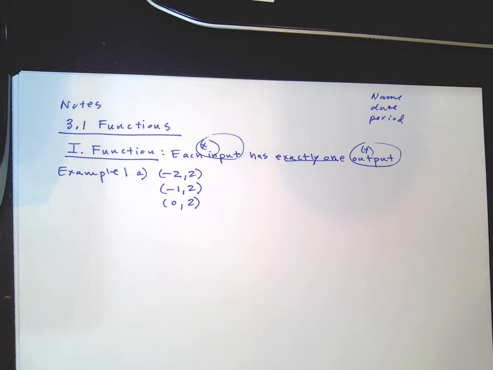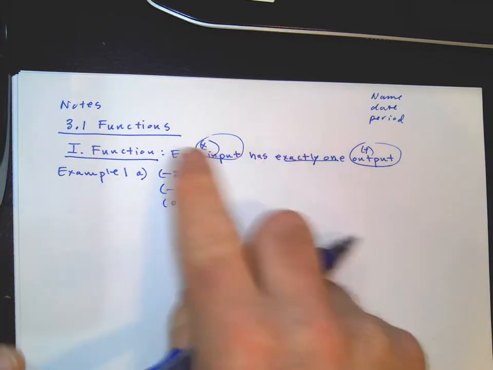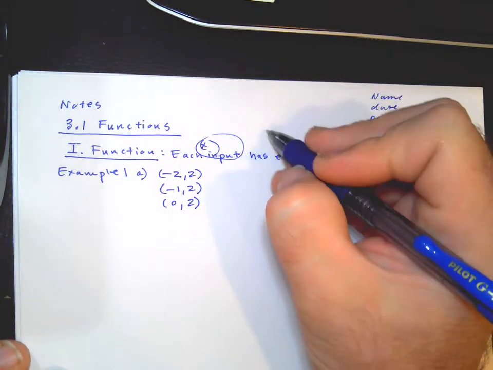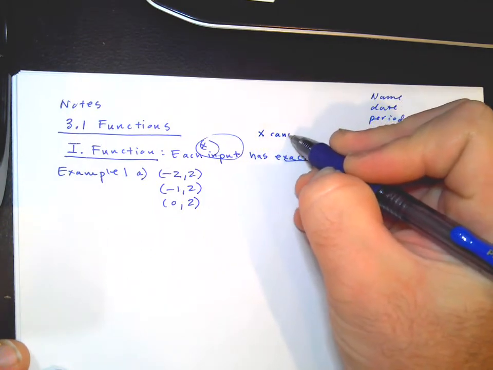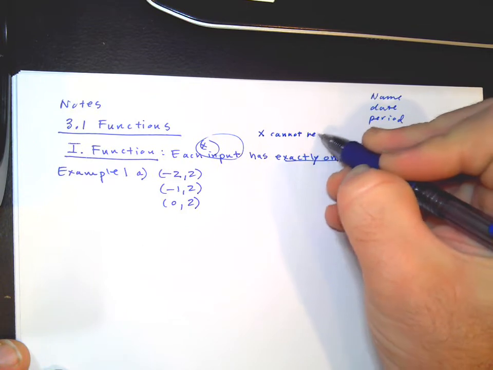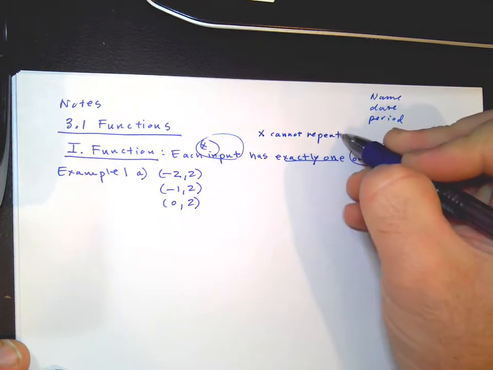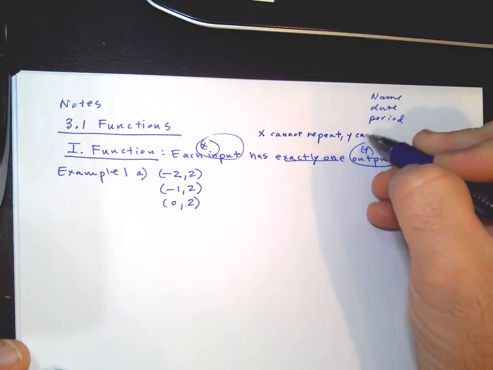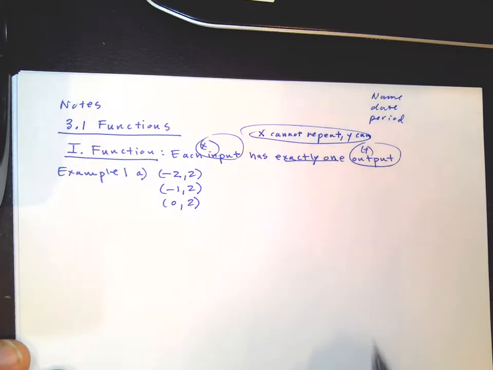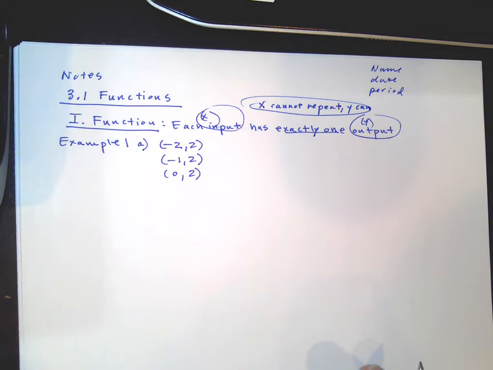Now, one of the things that I would take from this, also another way to interpret this, is that x cannot repeat. I'll show you what I mean. X cannot repeat. Y can. Y is okay. That's another way to think about it.